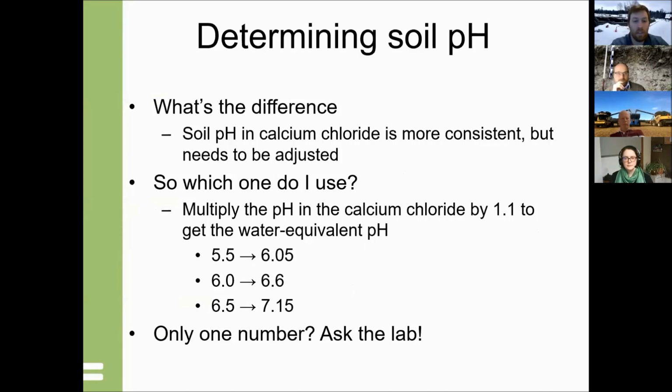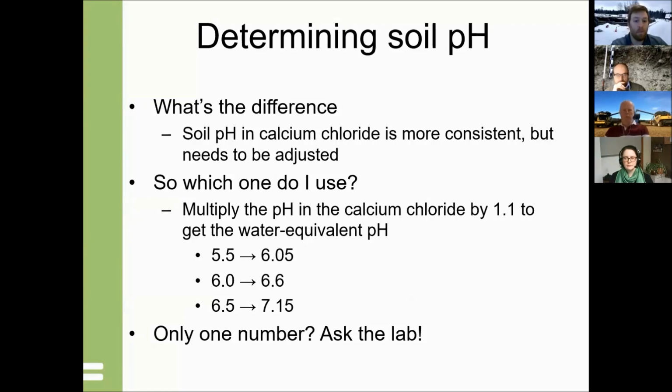Our recommendation is to take the pH in calcium chloride and multiply it by 1.1 to get the water equivalent pH. So some people recommend add half a point, add 0.6 of a point, but our recommendation is to multiply it by 1.1. So if you had a pH of 5.5 in calcium chloride, that would give you 6.05. For 6, it would go to 6.6, and then 6.5 would go to roughly 7.2.